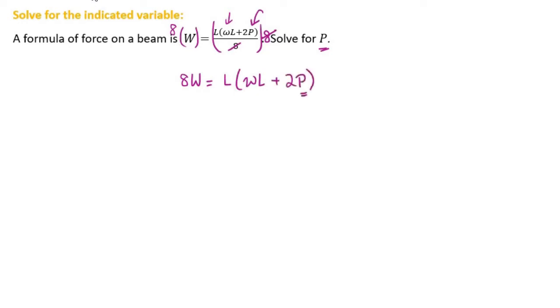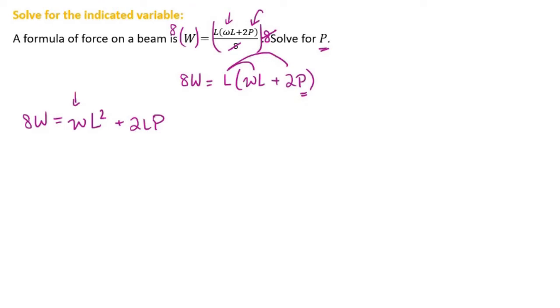Keep an eye on the variable we'd like to isolate. We'll try this next step two different ways. We'll do the same thing that we did in the last one to start. So we'll use distributive property to undo the groupings on the right-hand side. So that gives us 8 times W is equal to omega L squared, as we take L and multiply it by omega L, plus 2LP. I've chosen to put the variables in alphabetical order here, but the Greek symbols out front.